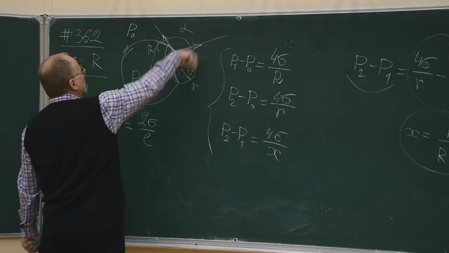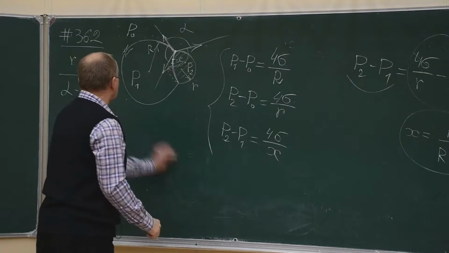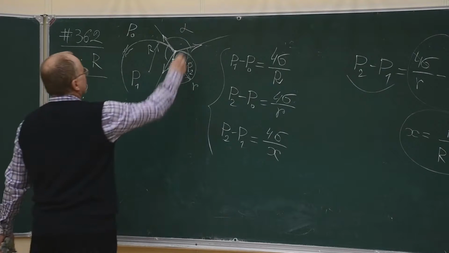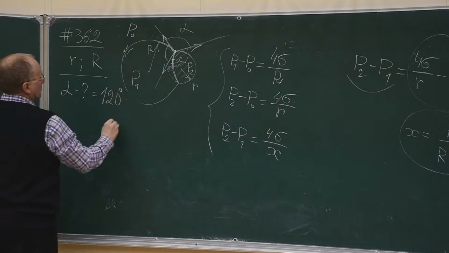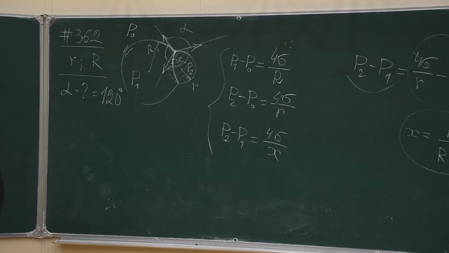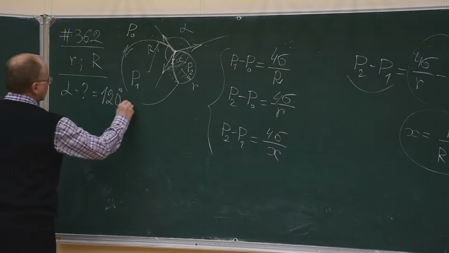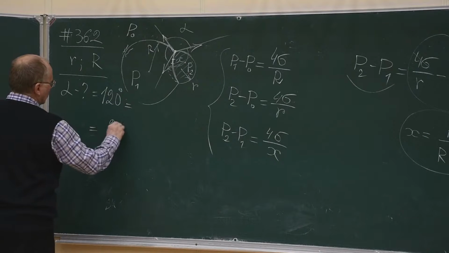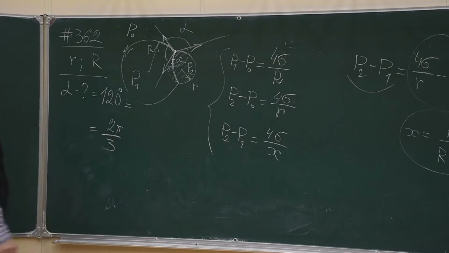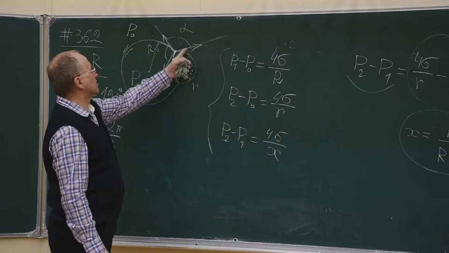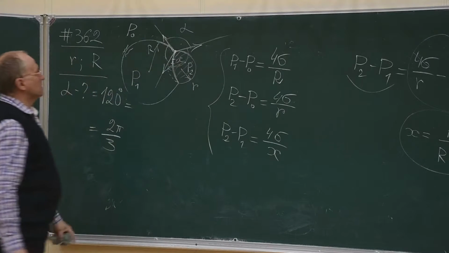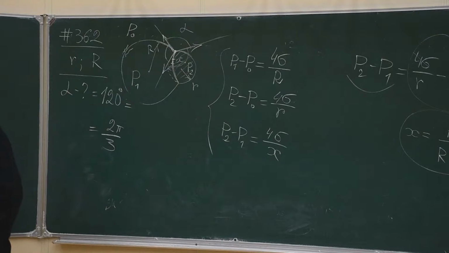And as the total angle is 360 degrees, then each angle alpha is just 120 degrees. That can be put as 2 pi over 3. The total angle of 360 degrees, we divide by 3 and obtain the angle alpha, 120 degrees.